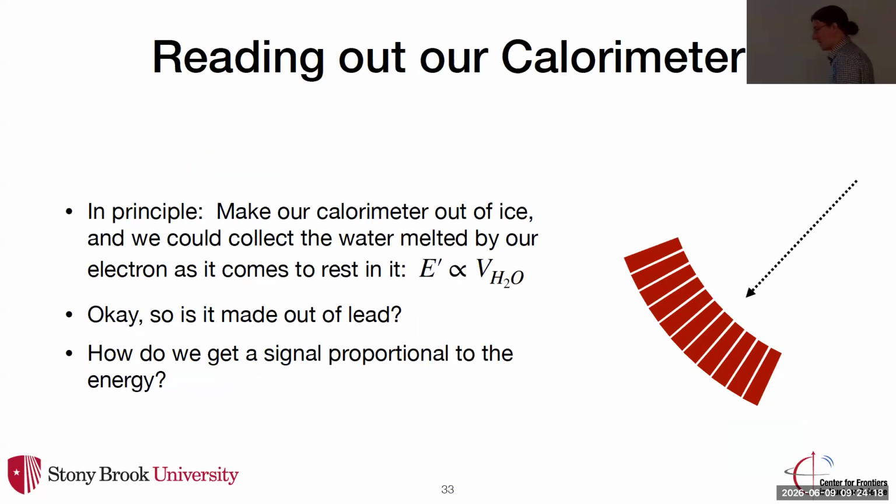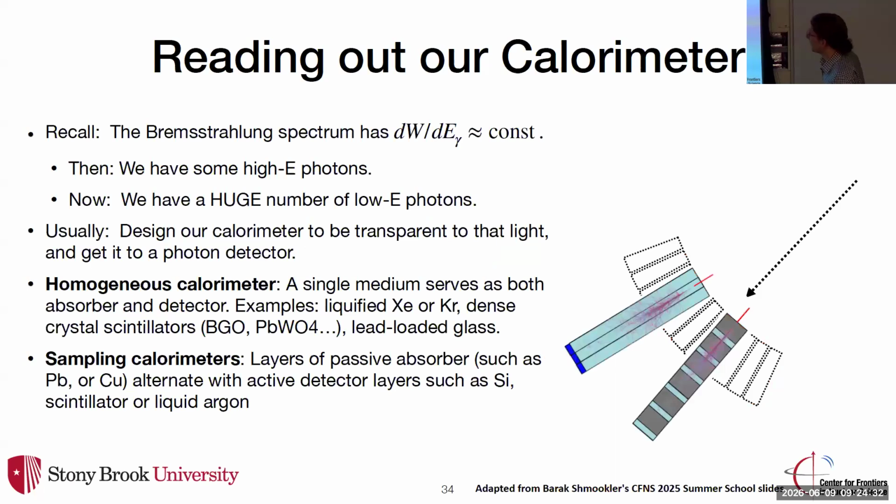It's light. Quick question, how transparent is lead to visible light? Not very. If we did this, these will heat up. They will absorb the energy and we will see nothing. So that's not a great plan. Yeah, and I already said this, because the Bremsstrahlung spectrum is pretty flat in terms of the power per unit energy, we have some high energy photons and a bunch of these low visible light photons. So we generally design our calorimeter to be transparent to something near the visible spectrum.